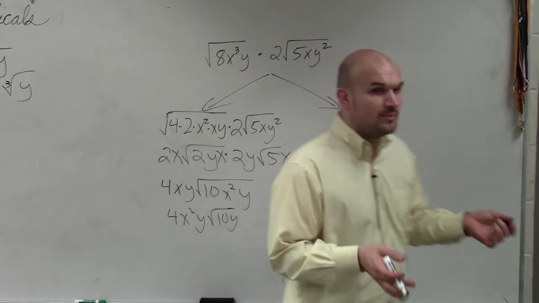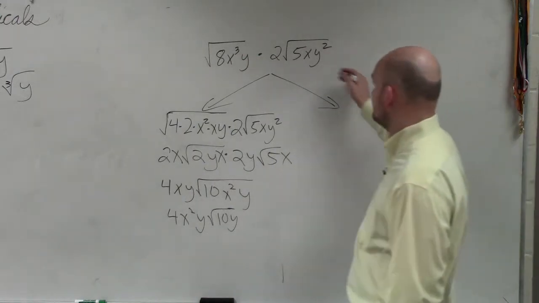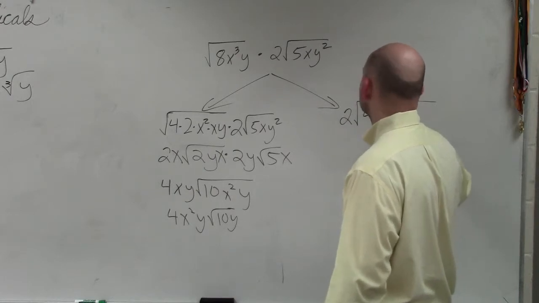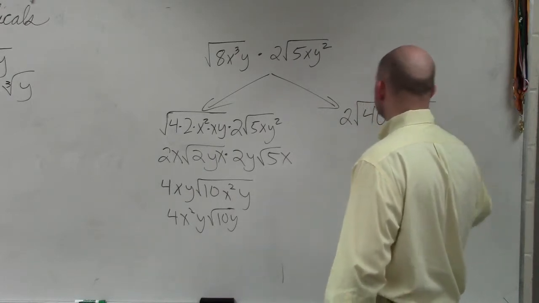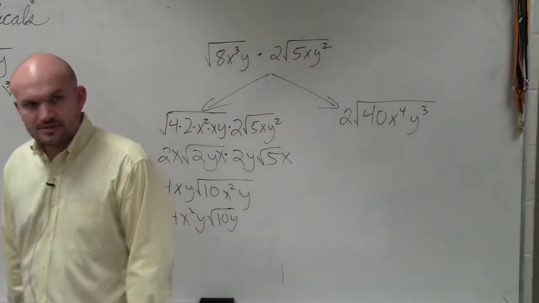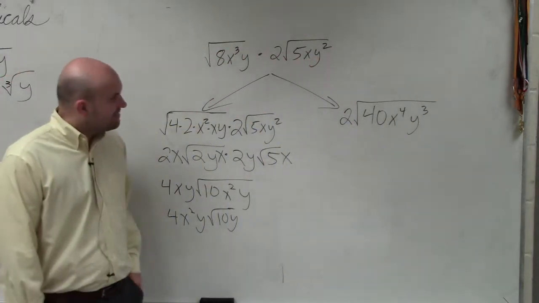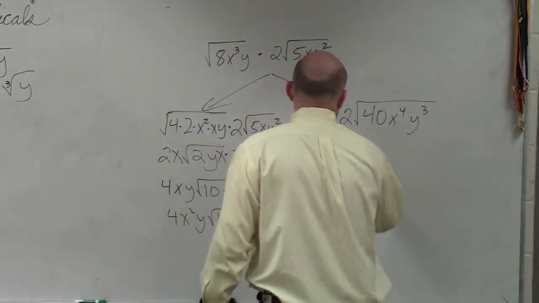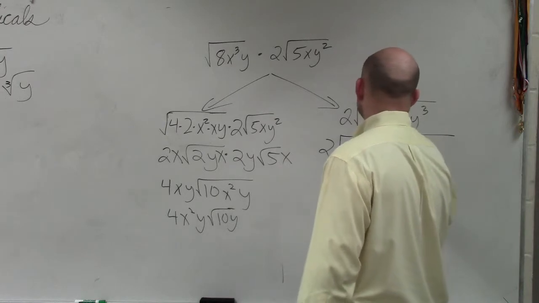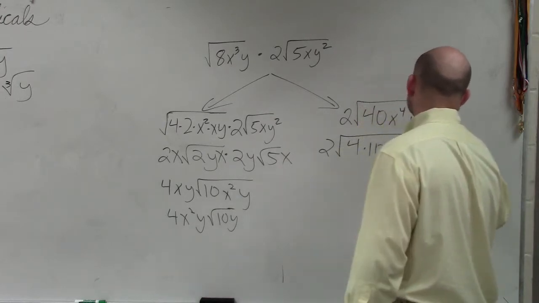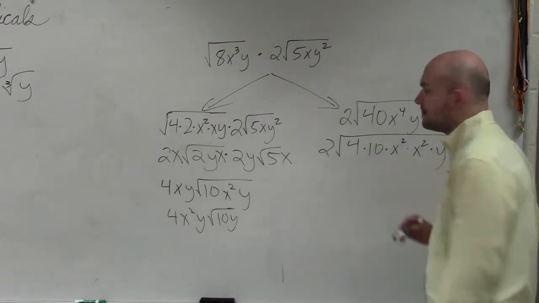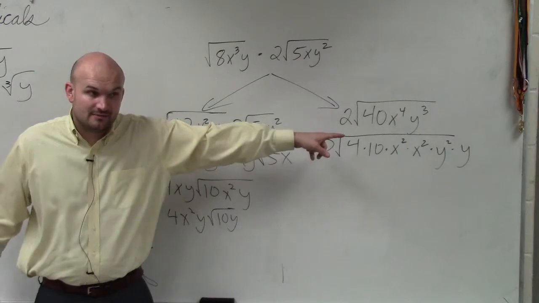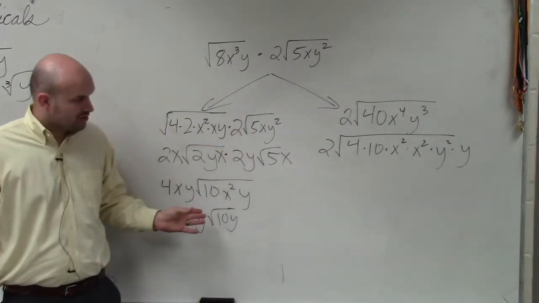Now, if you prefer to multiply them first, that's perfectly fine. You could do 2 times the square root of 40 times x to the 4th times y cubed. You guys can do that. Then you can simplify it. So if I was going to simplify it, I'd rewrite it again as squared numbers: 4 times 10 times x squared times y squared times y. I'm just doing it two different ways. You could have either multiplied it first, or you could simplify and then multiply.